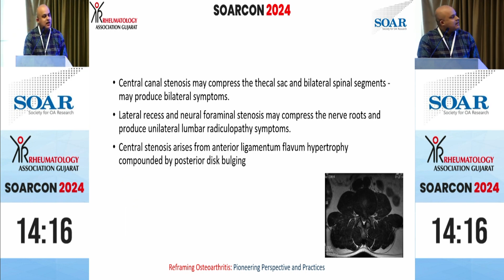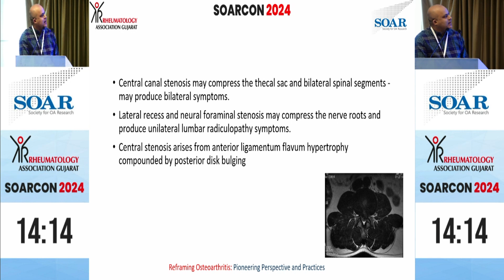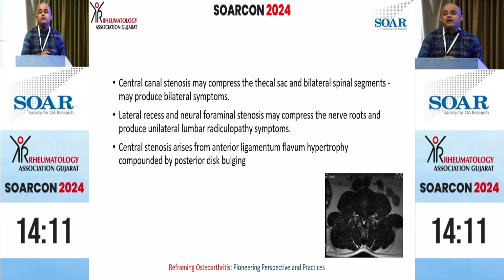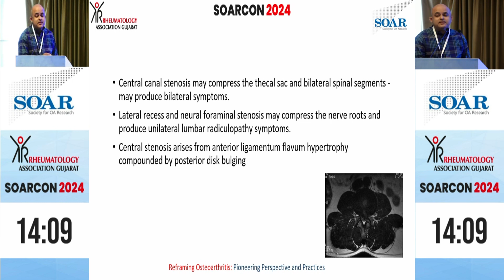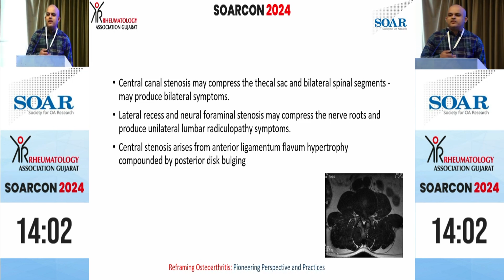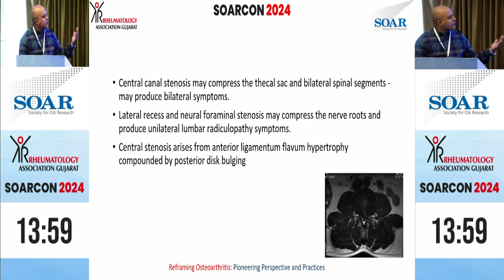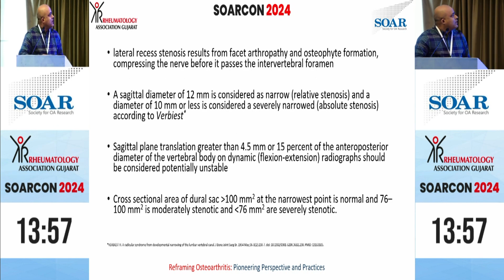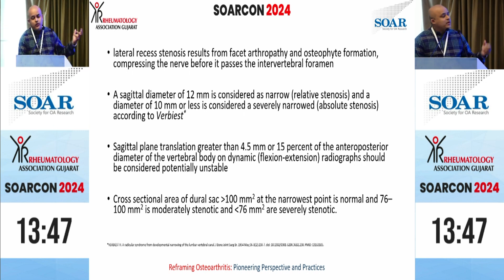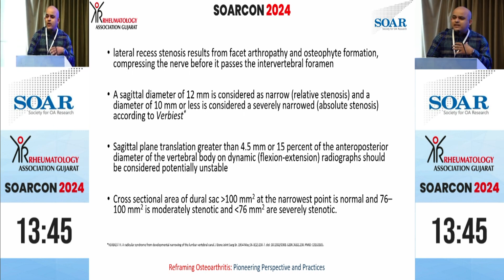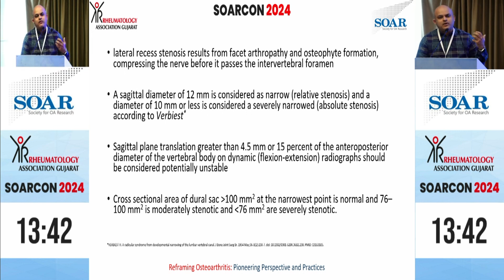Central canal stenosis compresses the thecal sac and the spinal segments bilaterally. It may produce bilateral symptoms. Lateral recess and foramen stenosis generally tend to have unilateral symptoms because they compress the roots unilaterally. Generally, central canal stenosis arises because of either a disc bulge or a ligament hypertrophy or both. Lateral recess stenosis occurs from facet arthropathy and osteophyte formation, compressing the nerve roots before they come out of the foramen.